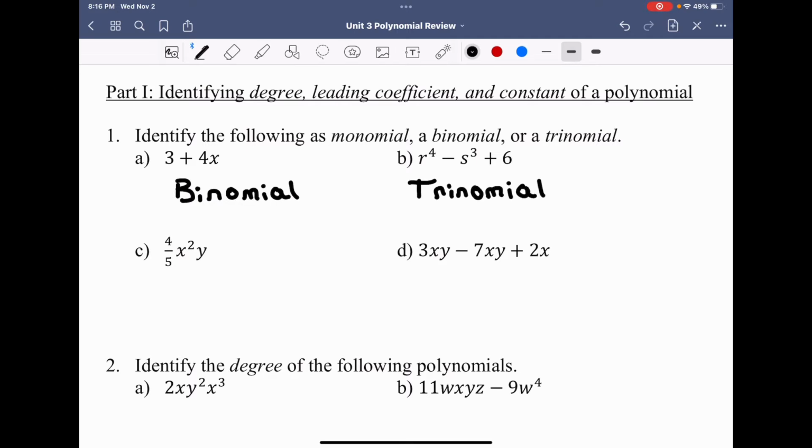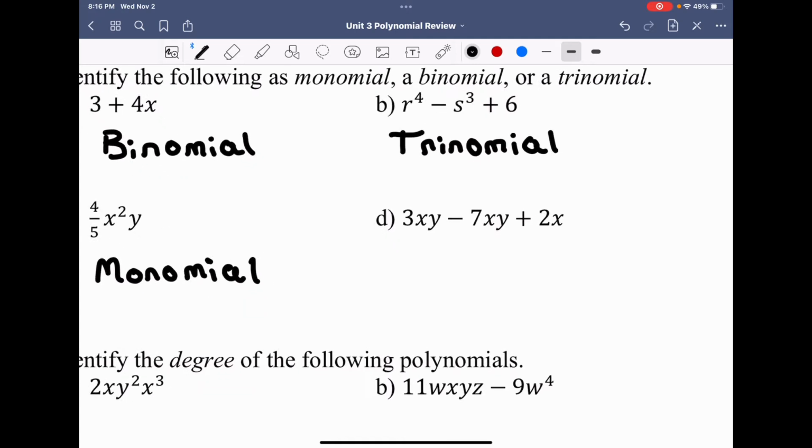In example C, I have one term, nothing being added or subtracted, just everything in one term. This is a monomial. And then finally, this one's meant to throw you off. 3x minus 7x plus 2x. You would think, oh, well, it's a trinomial because there's three terms. But what can we do here?